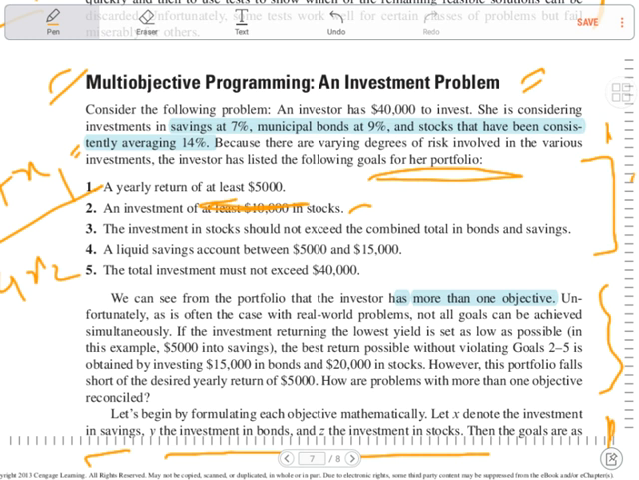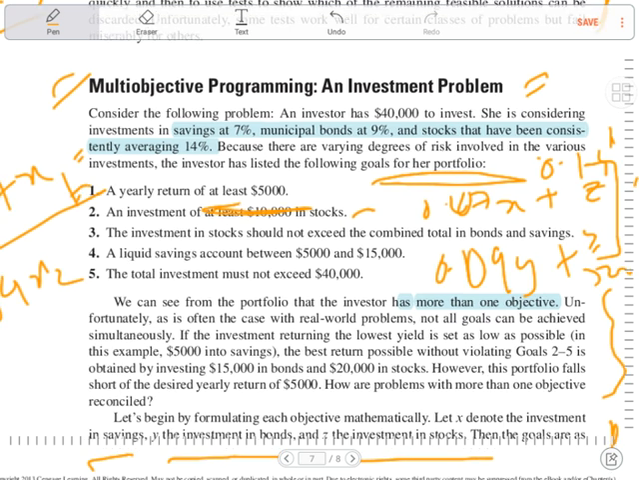So how is the profit calculated? As I said, 0.07x plus 0.09y, sorry, 0.09 not 0.14, plus 0.14z. So this is your profit. This should be at least 5,000. That means greater than or equal to 5,000 is the objective function corresponding to the first goal.